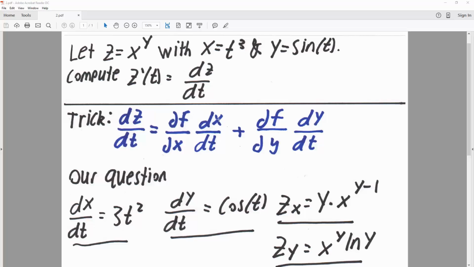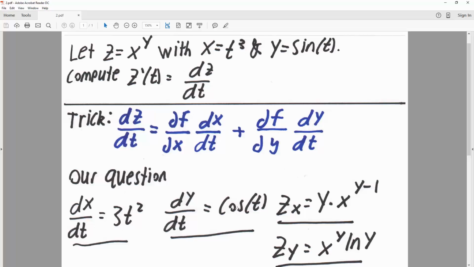So the first thing we want to get is, let's say, the derivative of x. So the derivative of x will simply be 3t squared. And next we'll get the derivative of y. So the derivative of y would be cosine t.